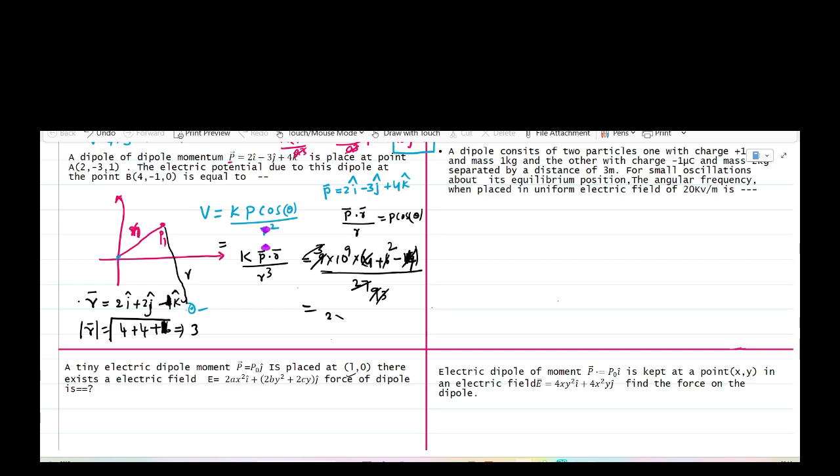So 2 into 10 power 9 is the answer, right? That is potential poles.